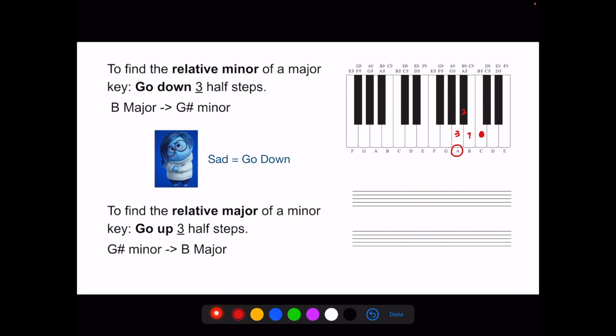Okay, let's use a different example. So here we have B major and G sharp minor. Does it work that way? So we have B major, which is here. Go down 1, 2, 3. It's going to be G sharp.